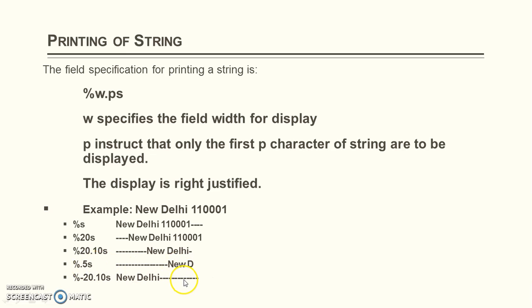If you want a space after your string, you can use a dash. %-20.10s means your field has a 20 character length, and you want only the first 10 characters of your string, so it will take only the first 10 characters. At the end it will add spaces.